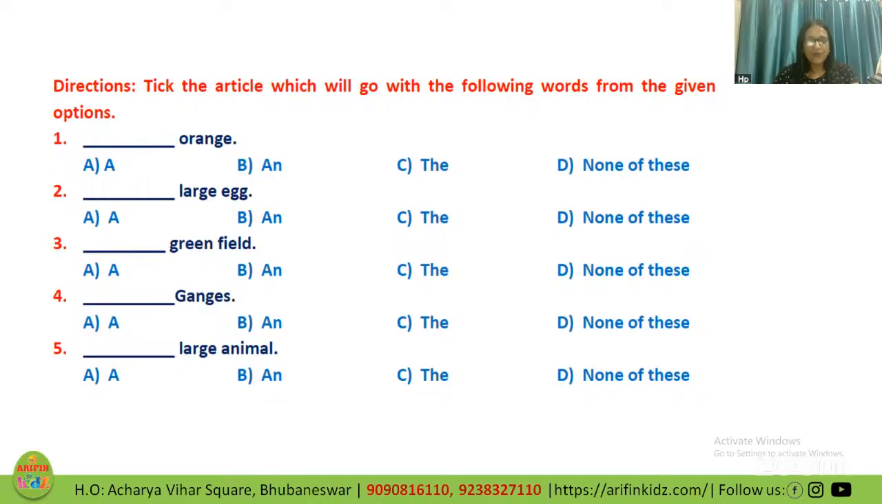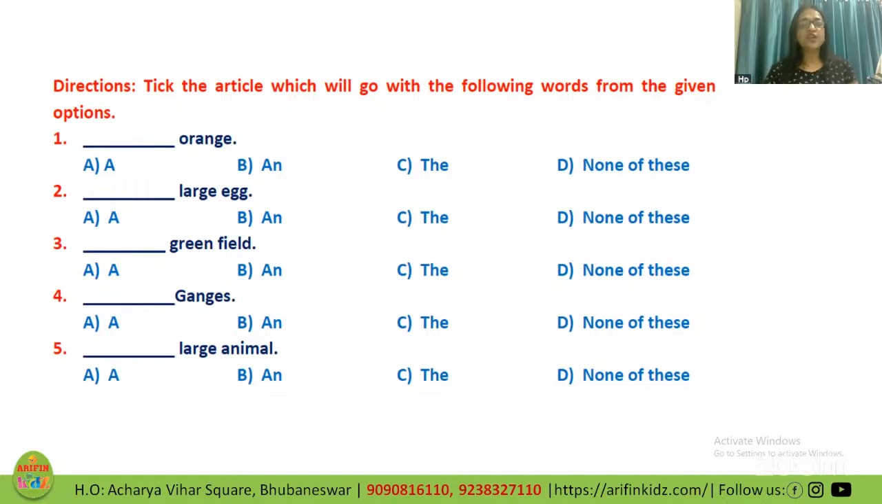Question number 1, which is the correct answer? Shivani, yes, Priti, Pragya, Raghav, Seema. Okay, it is orange. You know that it begins with a vowel. It must be an orange. So the correct answer is option B.